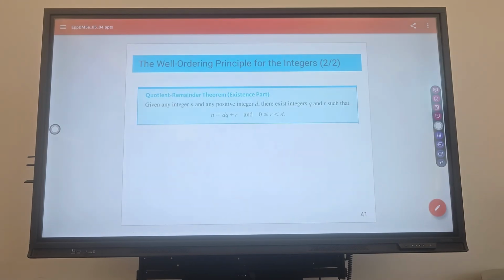Quotient remainder theorem. Existence part. Given any integer n and any positive integer d, there exist integers q and r such that n equals dq plus r, and r is between 0 and d. And that would be it. That's why they threw the quotient remainder theorem in there. I mean, that was last chapter that we covered the quotient remainder theorem, so I don't know why they threw this in here again. They didn't give any context or anything like that.